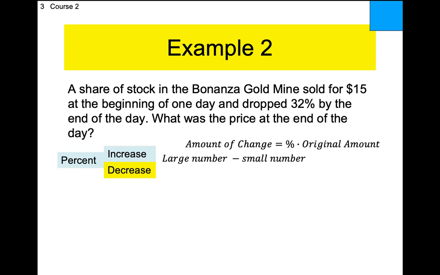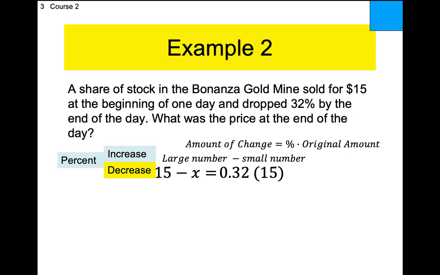What if it was an increase? Then it would be x minus 15. But this one is 15 minus x. Okay. Questions on where I got that? We said that was going to be 0.32, and we said the original amount was 15. This was ugly. We've got a lot of algebra to do here.